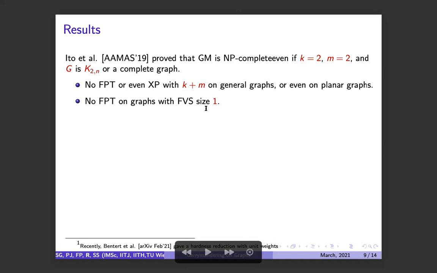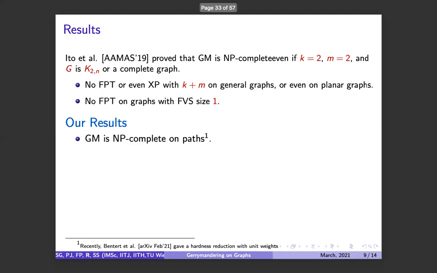So if we want to get an efficient algorithm, some FPT algorithm, we need to look at some restricted classes of graphs. This second result says that it's better to look at forests or some subset of acyclic graphs.